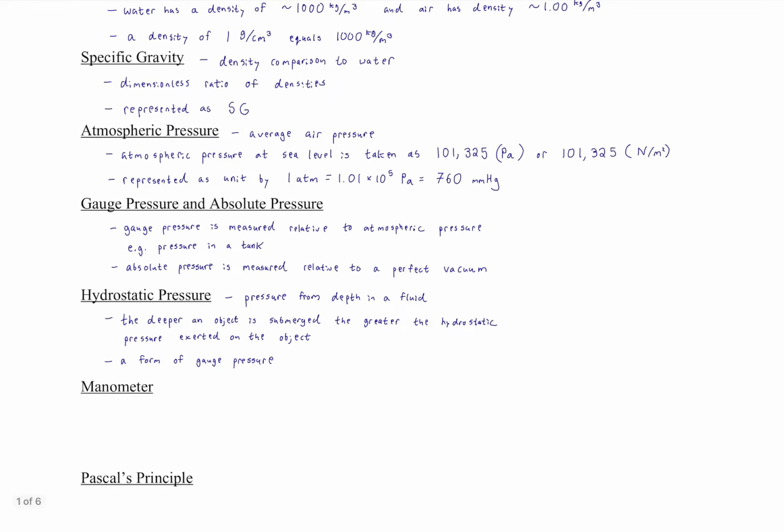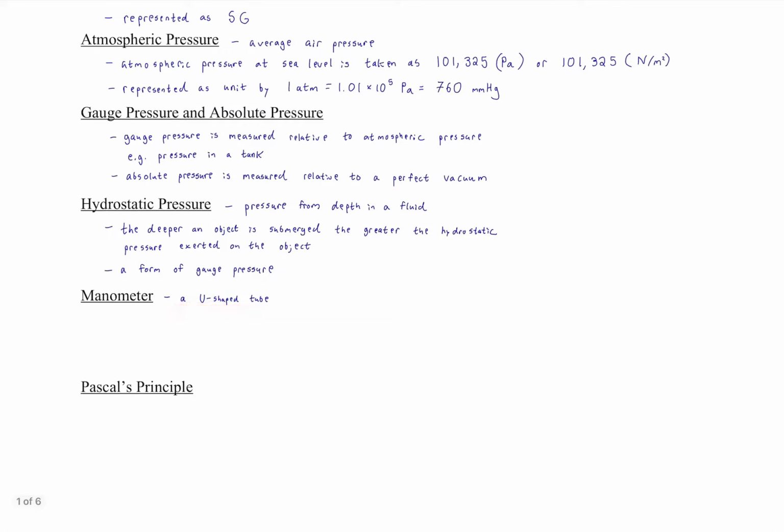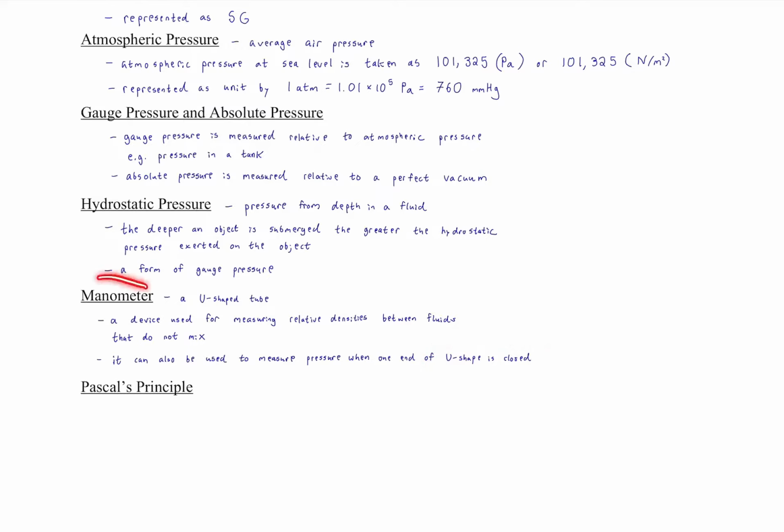Next up is something called a manometer. Now, a manometer is just a U-shaped tube, plain and simple. But it's helpful for considering some examples that we're going to do in terms of comparing densities and pressures. It's a device used for measuring relative densities between fluids that do not mix. That's one of the examples that we'll see. It can also be used to measure pressure when one end of the U-shape is closed and sealed off. So that's a manometer. You'll see some diagrams of it in the examples.